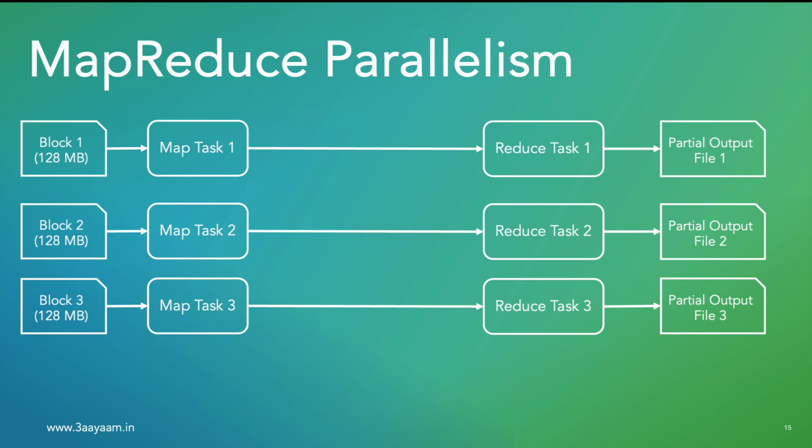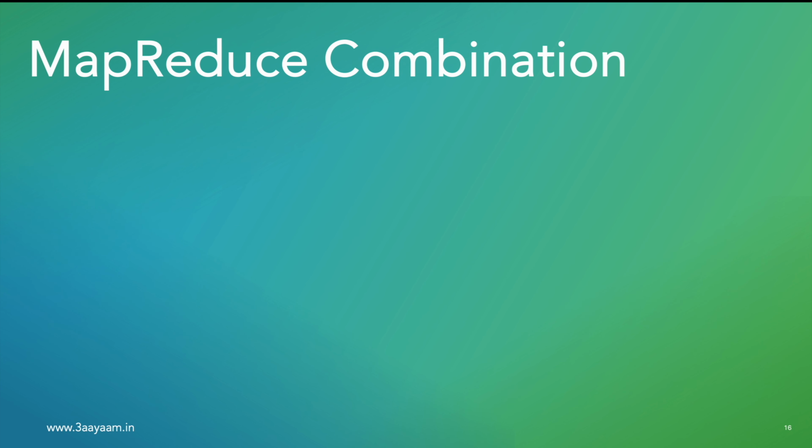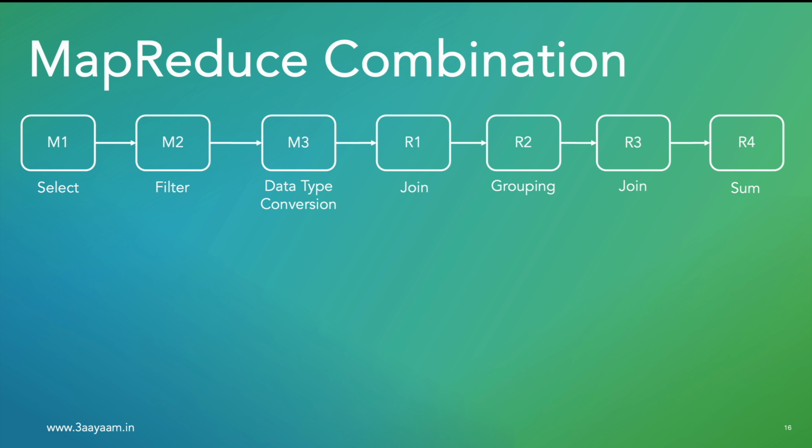The files inside the folder would have been written by the map task or reduce task. One more thing is that I have shown only one map task and one reduce task. Is that the case always? The answer is obviously no. There can be multiple map reduce combinations. Let's say this is the first one.